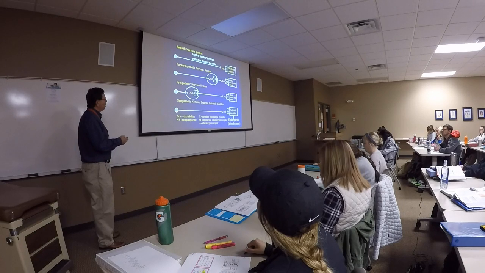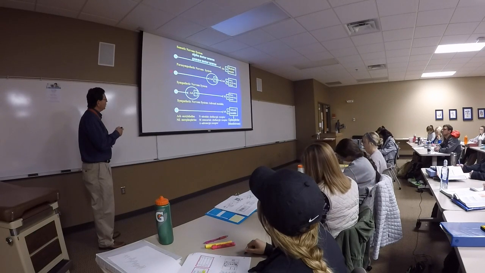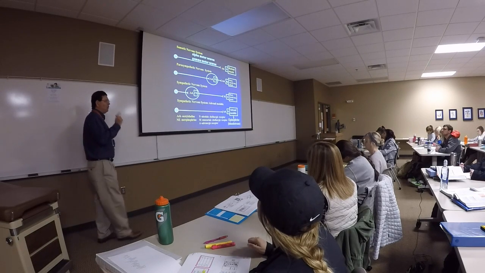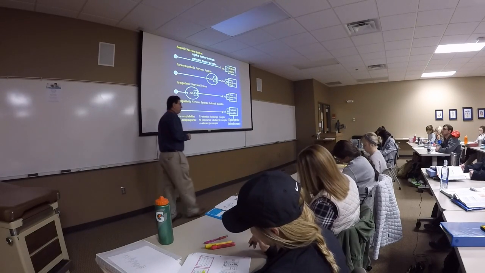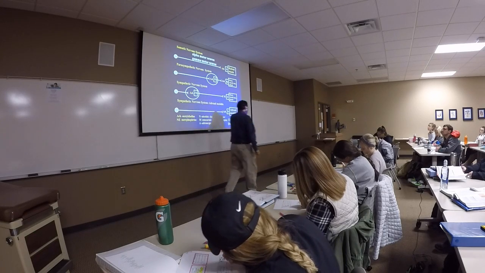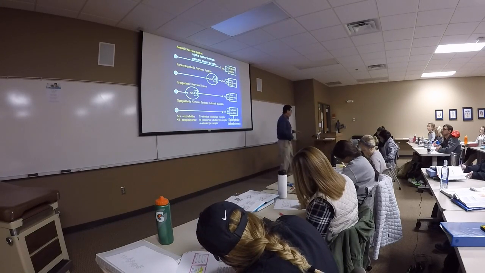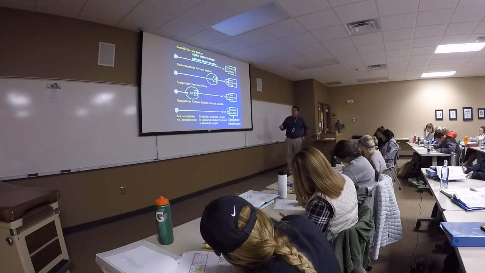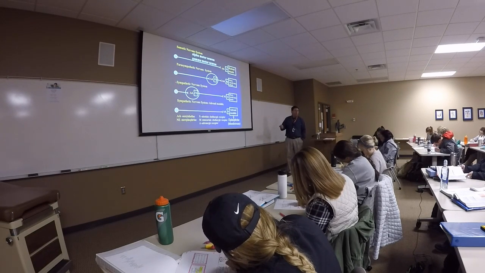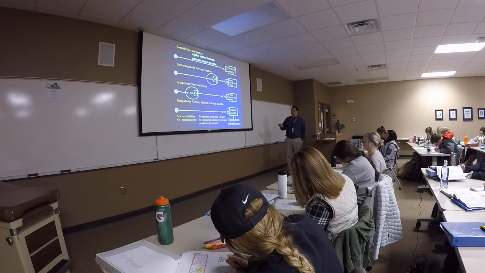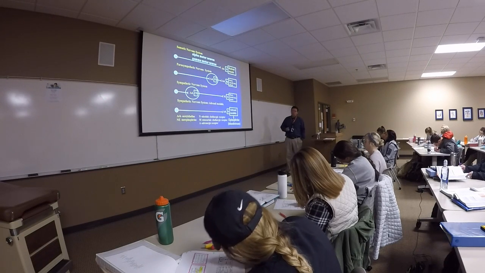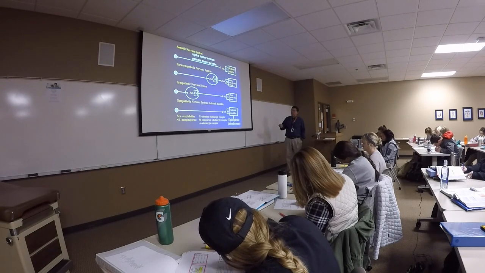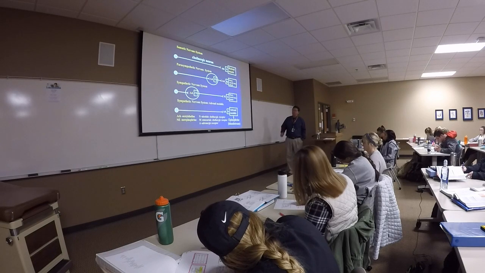Contrast that with these middle two. Let's just first look at these middle two. For the parasympathetic and sympathetic, it's a two-neuron chain. With the parasympathetics, you have a long first neuron and a short second neuron. With sympathetics, you have a short first neuron and a long second neuron. And right here we have synapse points between them.